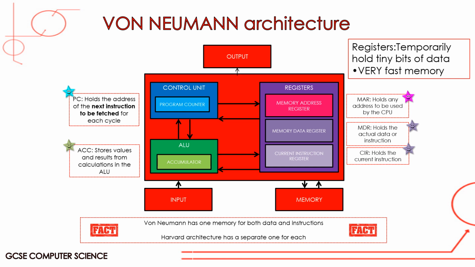The MAR holds any address, so that's an easy one to remember. MAR is the address to be used by the CPU. The MDR holds the actual data or the instruction, and that's why it's called memory data. The CIR holds the current instruction. And finally, the ACC, which is called the accumulator, stores the values and the results from any calculations that the ALU performs.